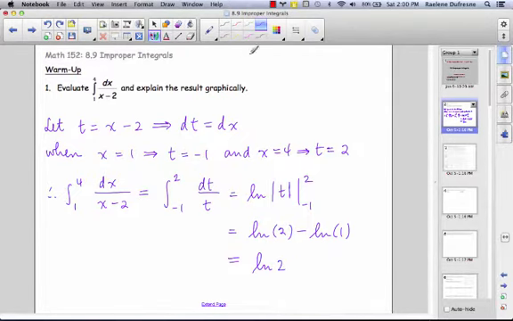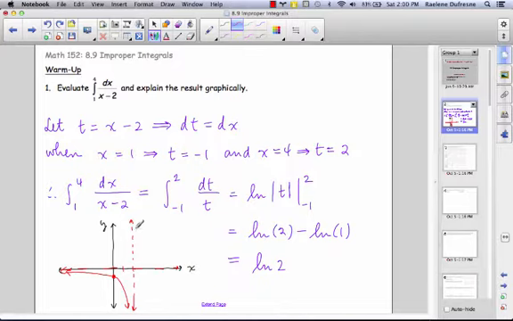Now, to represent this result graphically, let's take a quick look at the graph of 1 over x minus 2. This graph has a vertical asymptote at x equal to 2, and a horizontal asymptote still along the x-axis. And we can see a y-intercept when x is equal to 0, y is equal to negative 1/2, and we get a graph that looks somewhat like this. It's a transformation of the basic 1 over x graph.